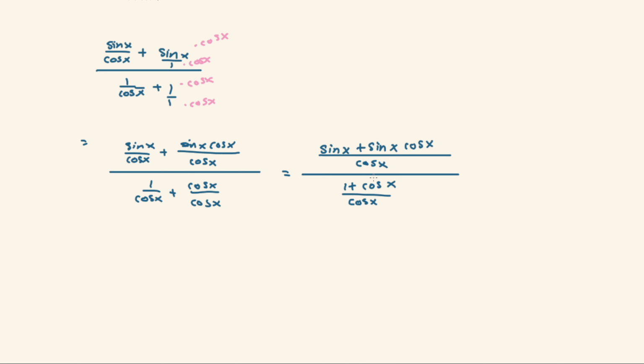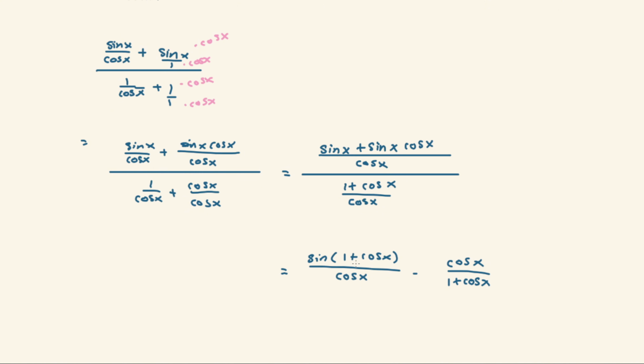Now, we can divide this fraction by multiplying by its reciprocal, right? Remember, when we're dividing, it's like the same thing as multiplying by the reciprocal. So my numerator, actually, I'm just going to factor this real quick. 1 plus cos x, right? Divided by cos x. And now I'm going to multiply the numerator by the reciprocal here of this denominator. So that's going to be cos x over 1 plus cos x.